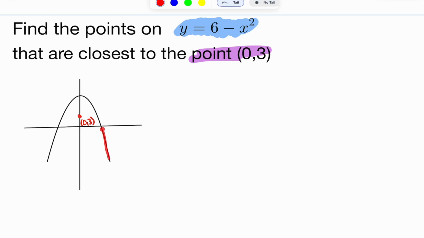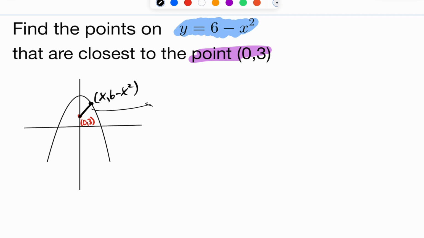And I want to search all along this parabola and try to find all the points where the distance from my point (0, 3) to this point on the parabola is minimal, so the shortest distance that exists. I obviously don't know what that point is yet, so I'm going to let that point be arbitrary. If my first coordinate is x, the next coordinate must have the relationship of being 6 minus x squared. So I'm looking to minimize essentially distance here.